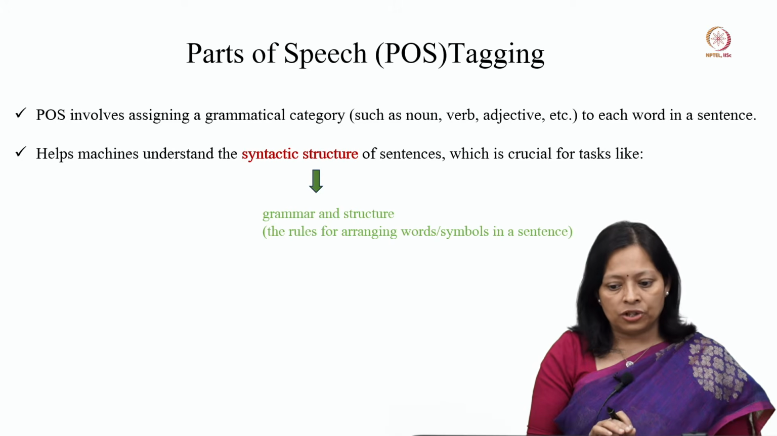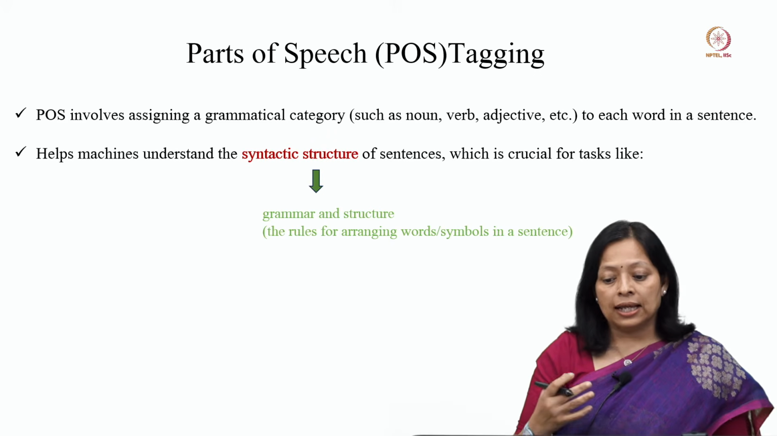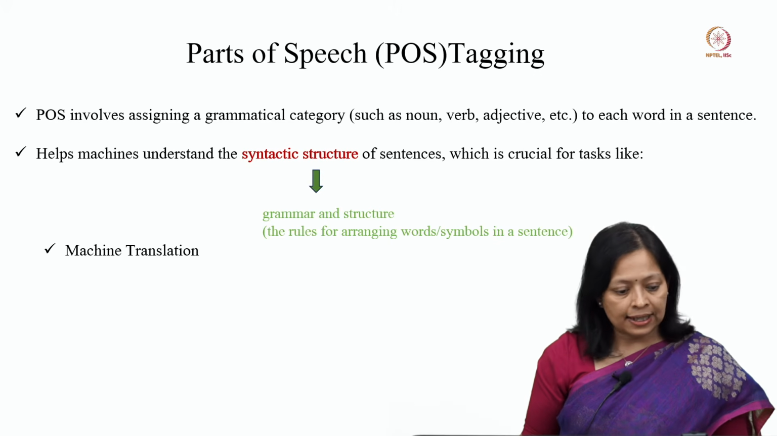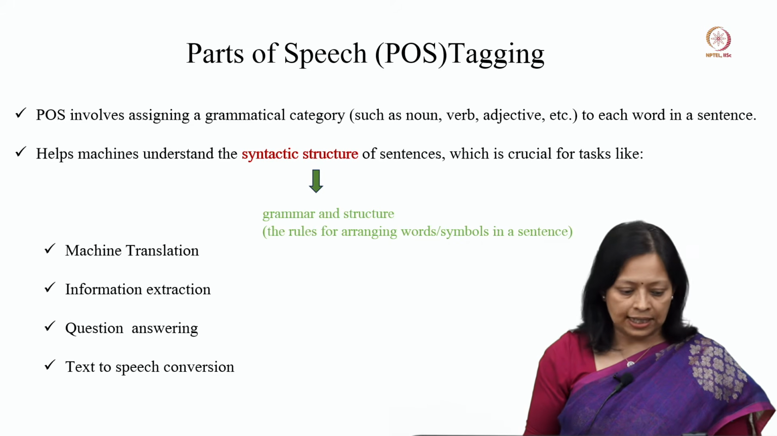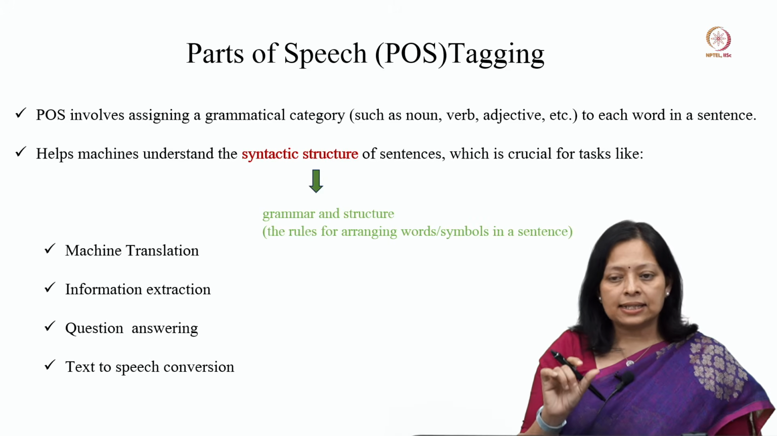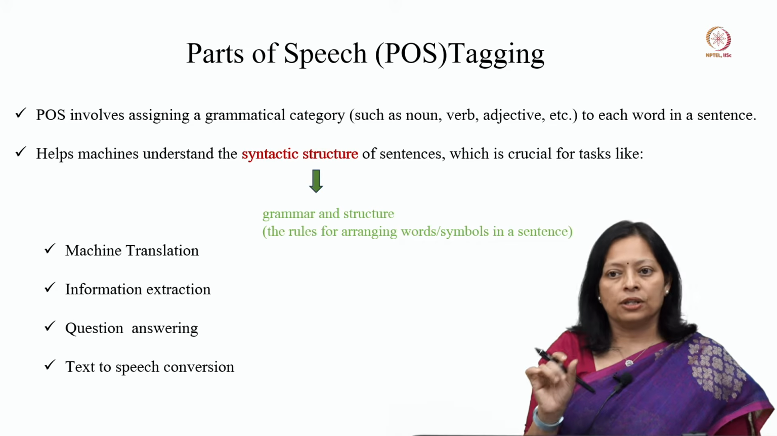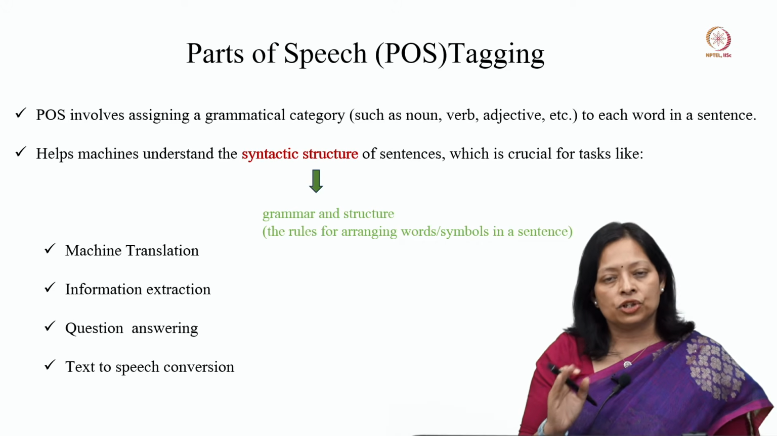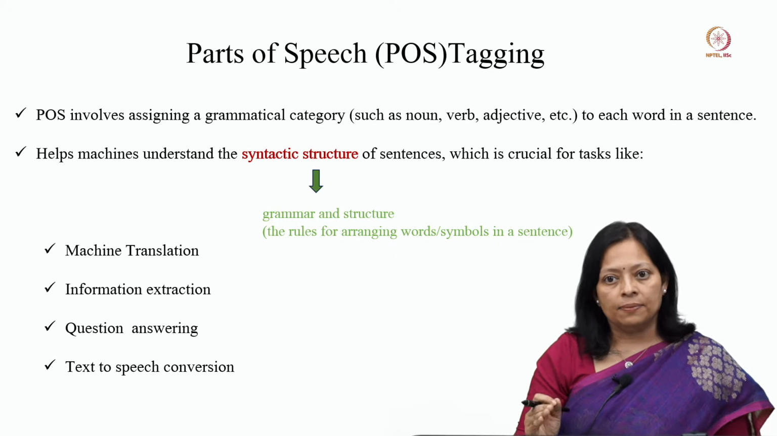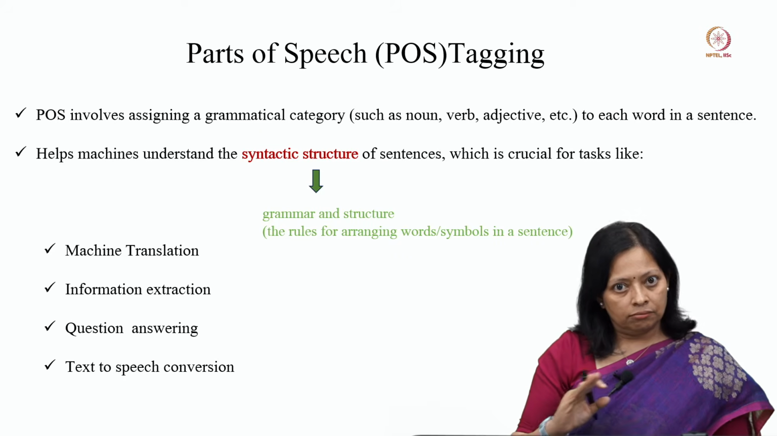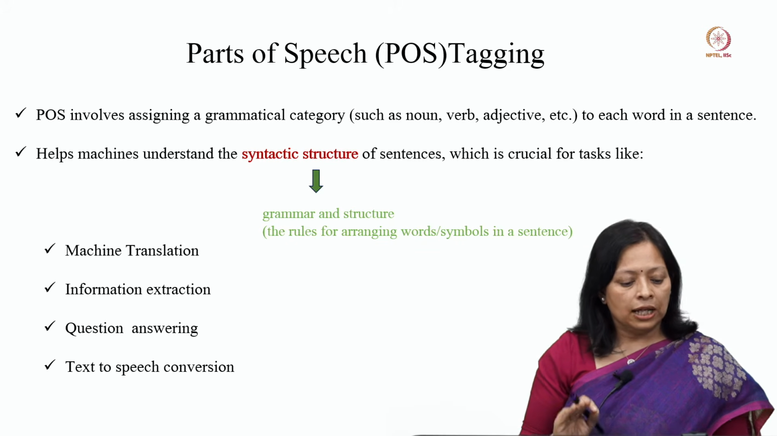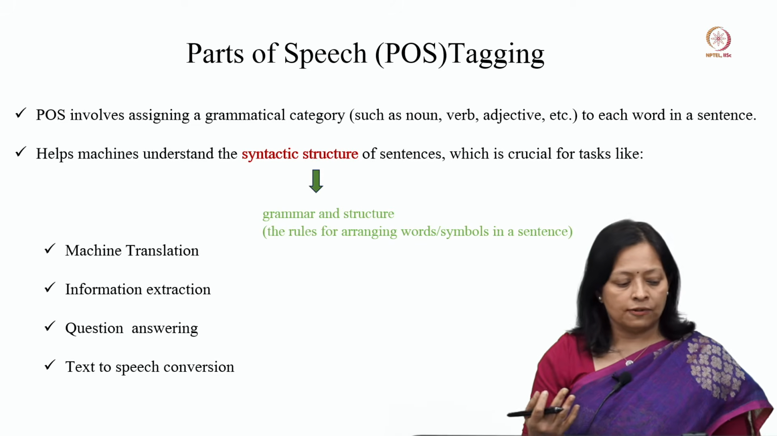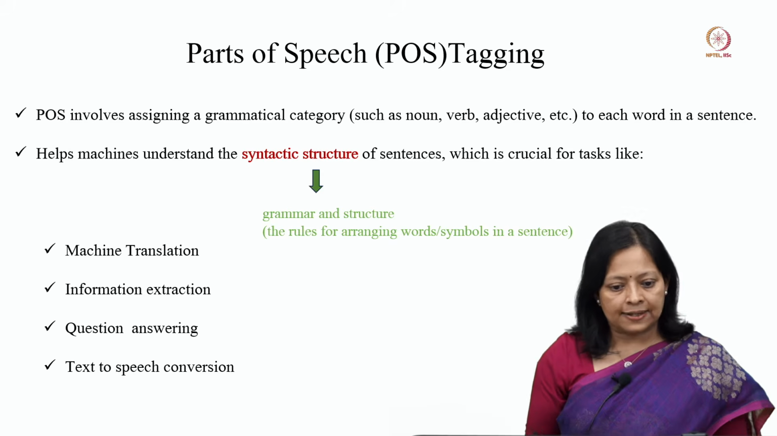If the syntactic structure of a sentence is understood by the machine, that knowledge is crucial for tasks like machine translation, information extraction, question answering, text to speech conversion, etc. So this grammatical knowledge of the sentence is needed by the machine, because that will help in the further processing and completing tasks like machine translation, information extraction, question answering, text to speech conversion and other NLP tasks. So this is called parts of speech tagging, and this is why it is required.